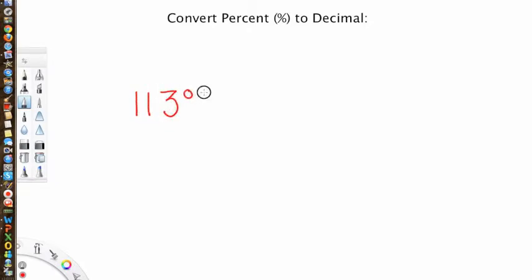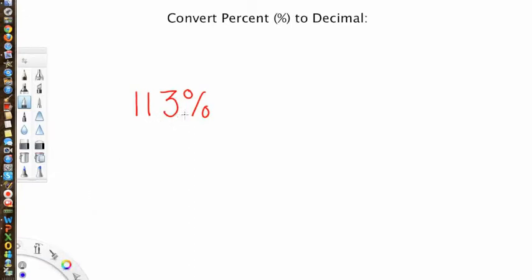Okay, class, the next thing that we want to do is the opposite. Now we're converting percents to decimals. We're just going backwards, okay? If you can do decimals to percents, now we're just going backwards. So go down below, and we're just going to take the percent of 113%. Guess what we do? We will move the decimal point.